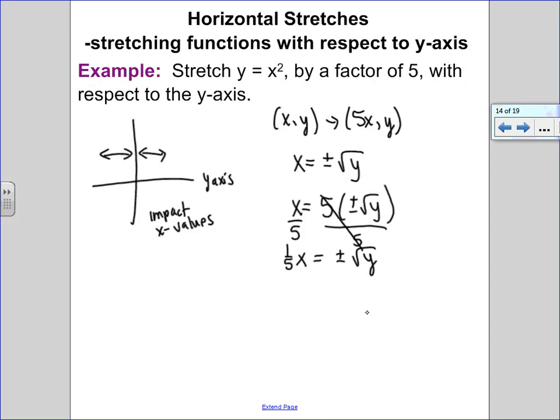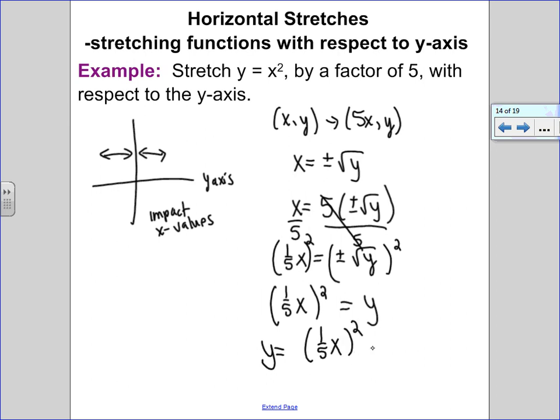So to get y by itself, since I've square rooted it, I will square both sides. Here I just have 1/5 x all squared equals the square root of y, and negative root of y squared is just y. So I end up with y equals 1/5 x squared. You can see, stretching it horizontally by a factor of 5, my b value ends up being 1/5. So there's a reciprocal relationship there.